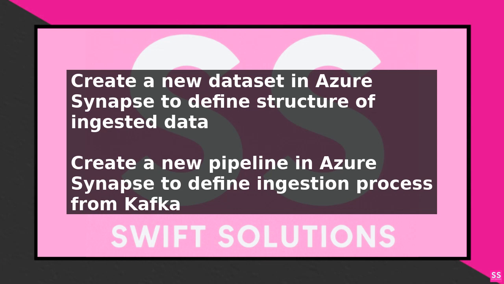Then add a sink activity to write the ingested data to an Azure Synapse table. Configure the sink activity to specify the table name, write mode, and other settings as needed.